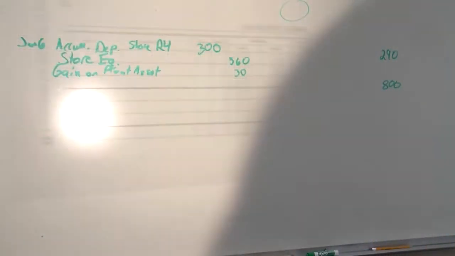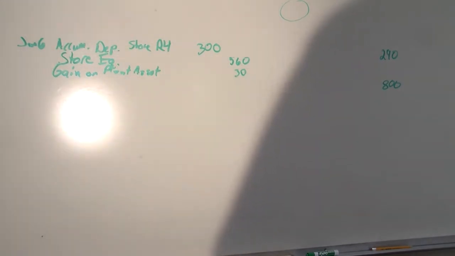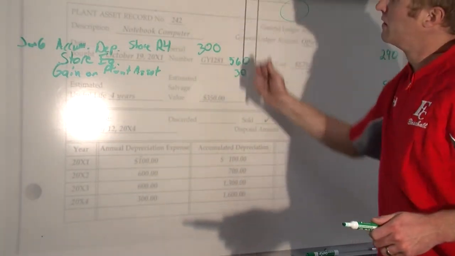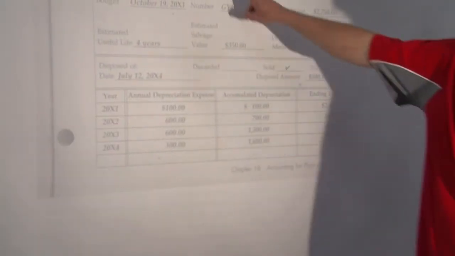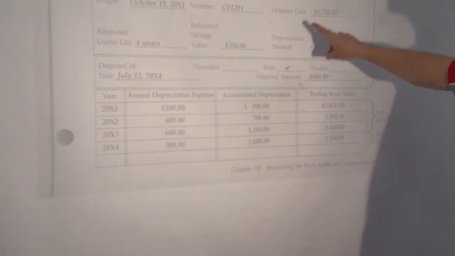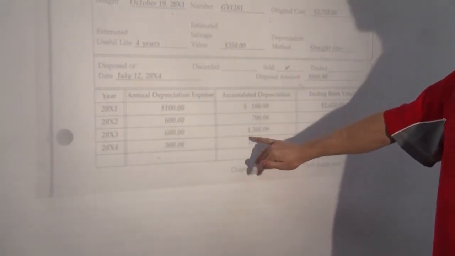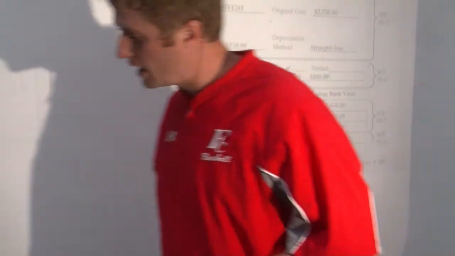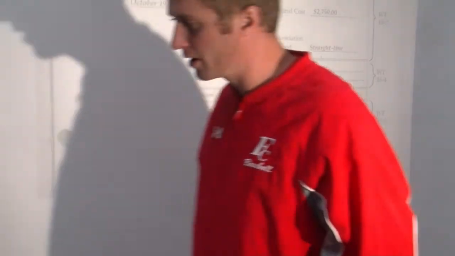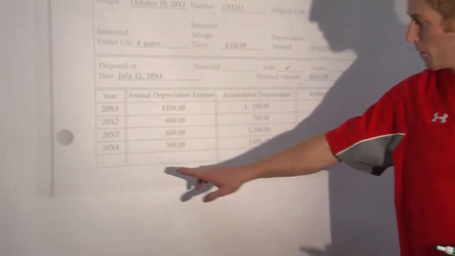Okay, so I need to take that information off. I need to put this information back up there. We're looking at the second plant asset. That should help. Okay, so we're looking at the second plant asset here. Notebook computer. Office equipment is what the account's going to be. We sold it on July 12th, okay, of year 4. Okay, so year 4, July 12th.